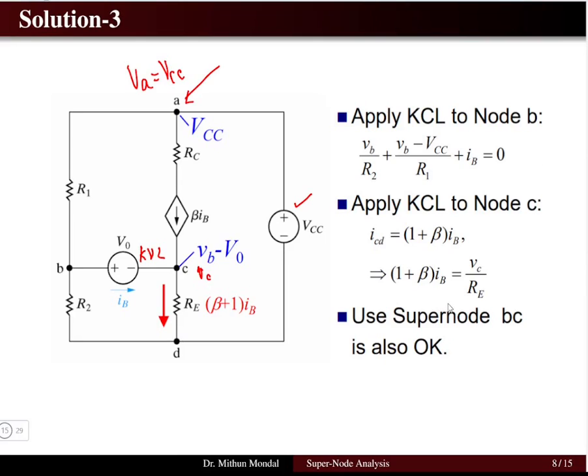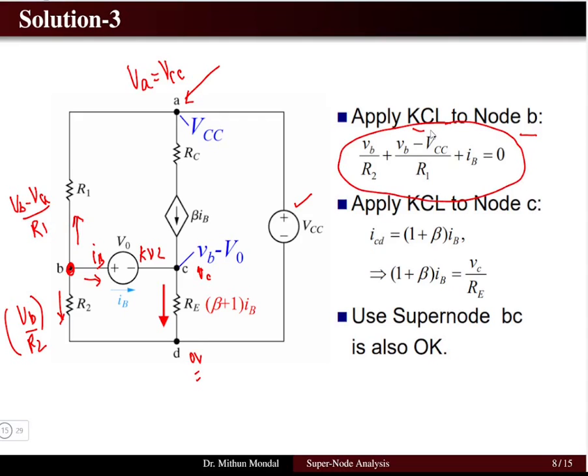So we can get the KCL equation at node B. If we write KCL at node B, we obtain the equation from the currents participating in the different branches connected to node B. We can write this current as (VB minus VA) by R1. The current IB is flowing in this direction, and here we can write VB by R2 because D is at 0 volt. So the three currents combine together to form the KCL at node B.